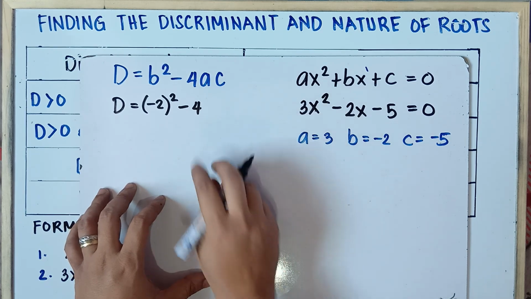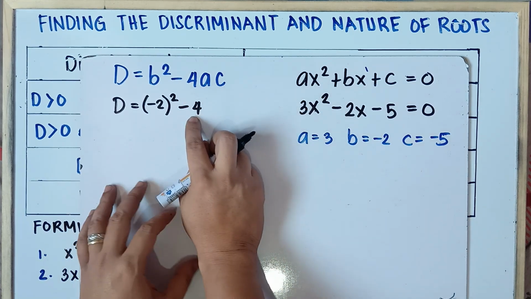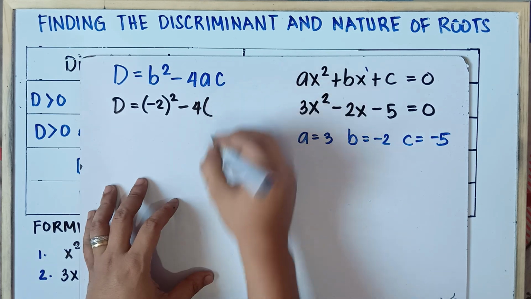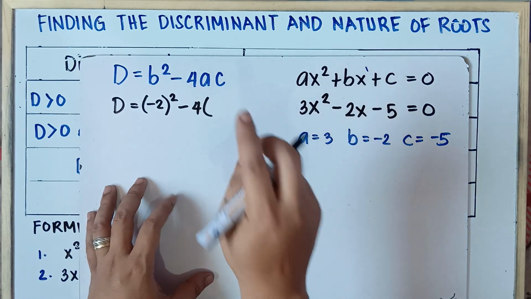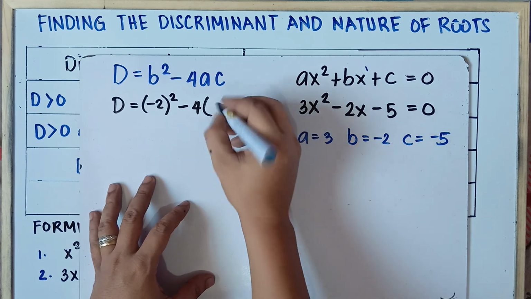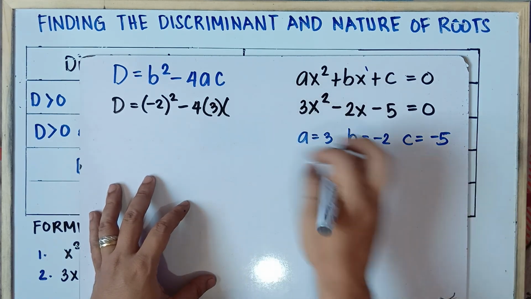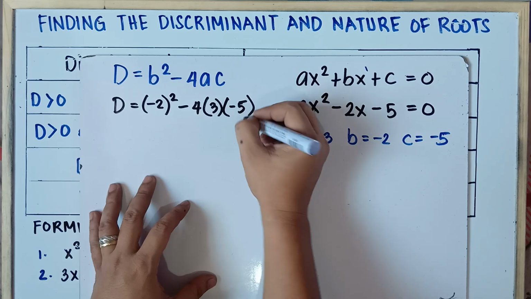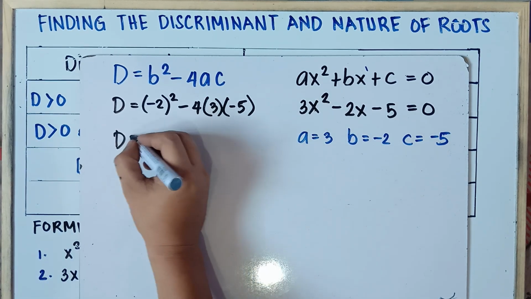Minus 4. Once again, 4 is already in the formula. 4 times our a. 4ac, it means 4 times a times c. Our a is 3, so 4 times 3. And our c is negative 5, times negative 5. Alright, so simplify this one.